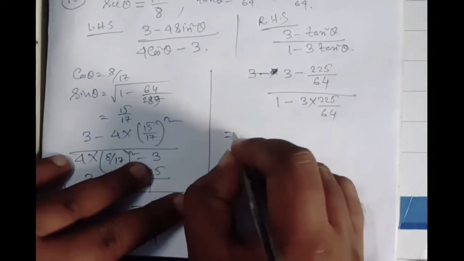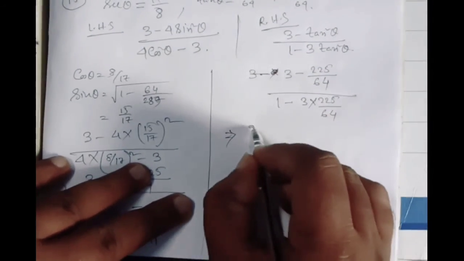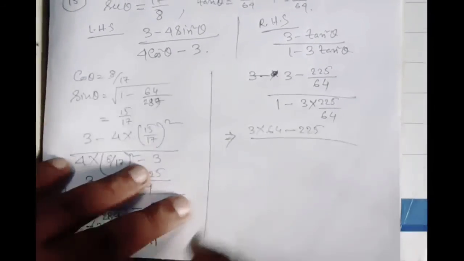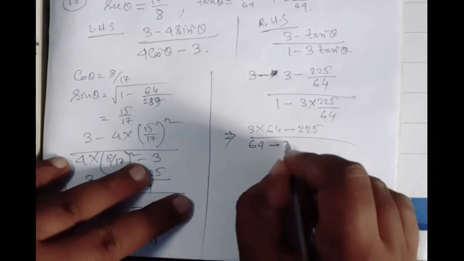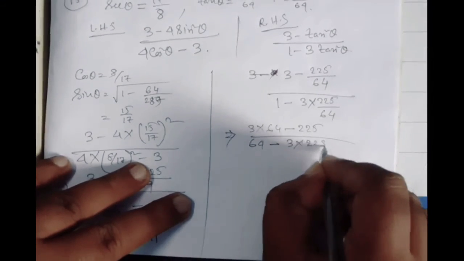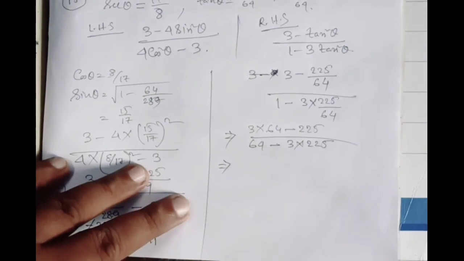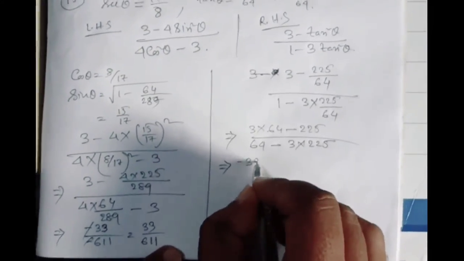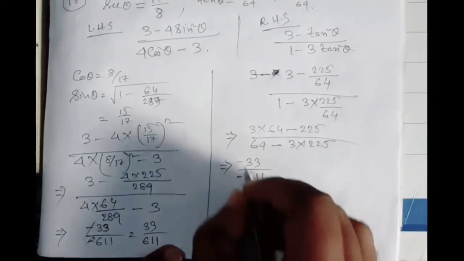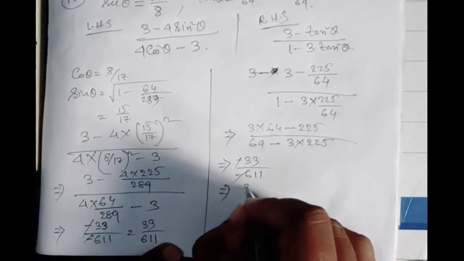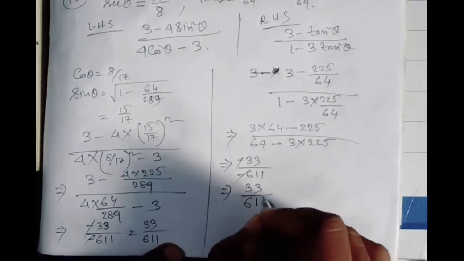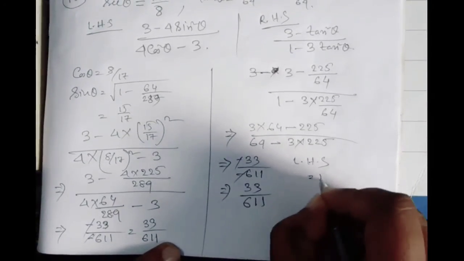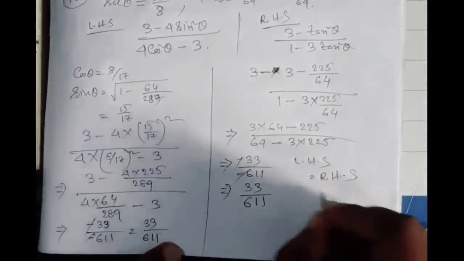Next we are doing calculation. So this is 3 into 64 minus 225 by 64 minus 3 into 225. So this is also coming minus 33 by minus 611. If we do the calculation, 33 by 611. So LHS, as you can see, LHS equal to RHS verified.